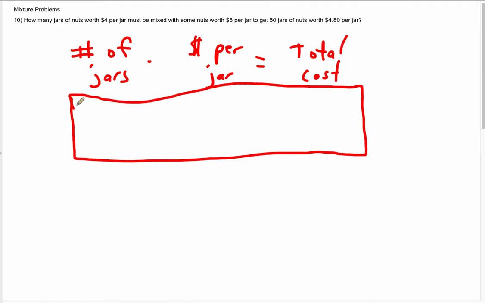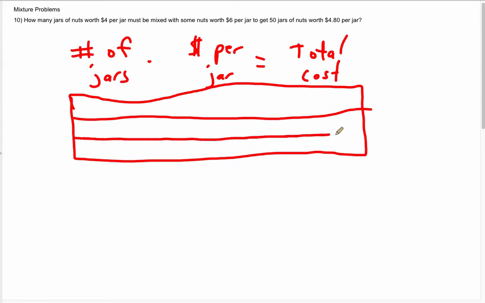This time I think we're going to want 3 rows. So here we go, 3 rows. Splitting them like so. And we're talking about nuts. So they're both nuts, and so we'll call these $4 nuts and $6 nuts. And then mix.